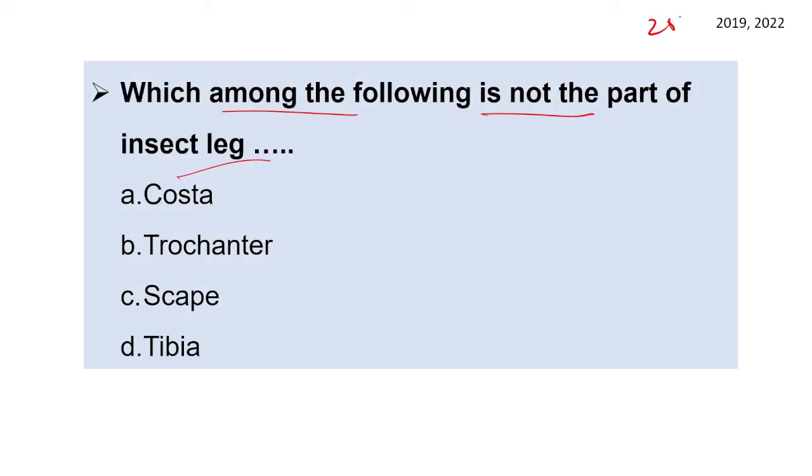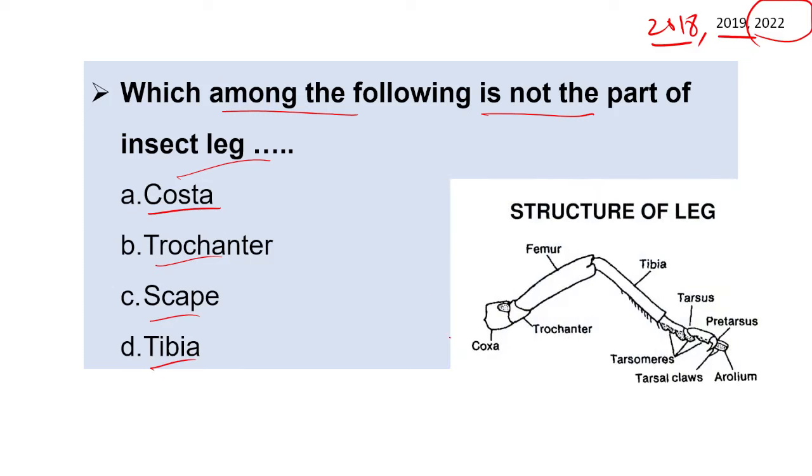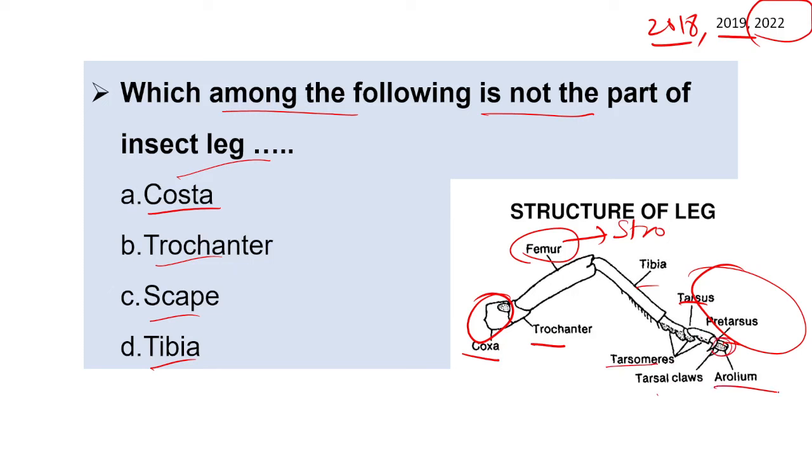Okay, next question is: which among the following is not a part of insect leg? This question was asked in 2018, 2019, and 2022 also. The options are A coxa, B trochanter, option C scape, and option D tibia. The parts of the leg are: the basal or first segment is the coxa, then the second segment is called the trochanter. The third segment is the femur, which is the strongest and stoutest segment of the insect leg. Again, tibia, tarsus, pretarsus. Tarsus and pretarsus are collectively called tarsomere. It possesses tarsal claws and a cushion pad, which is called the arolium.